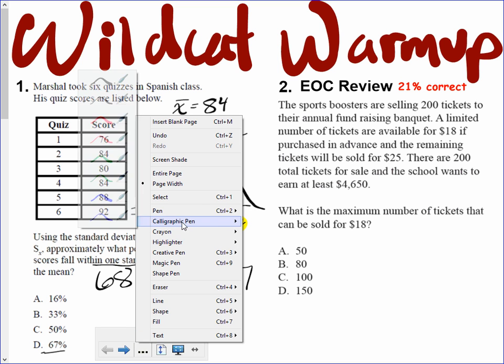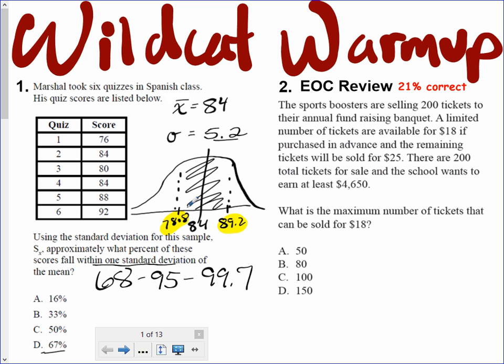And so you can just go through and say yes or no. Does it fall between 78.8 and 89.2? Nope. It's too low, yeah. 76 is smaller than 78.8. So it would be out here. 84, does it fall between? Yep, sure does. Is 80 between 78.8 and 89.2? Yes. 84 obviously is.